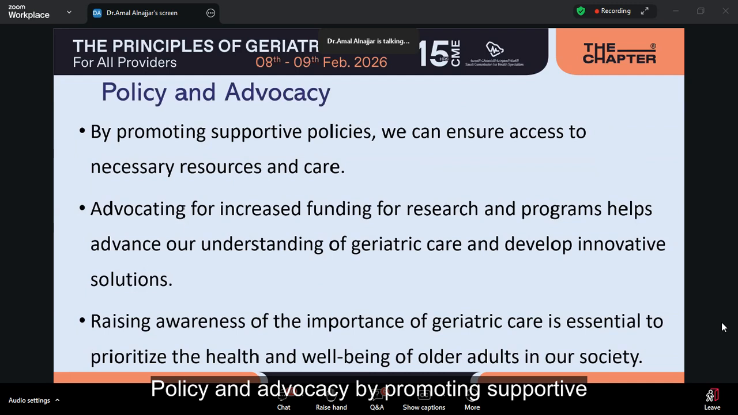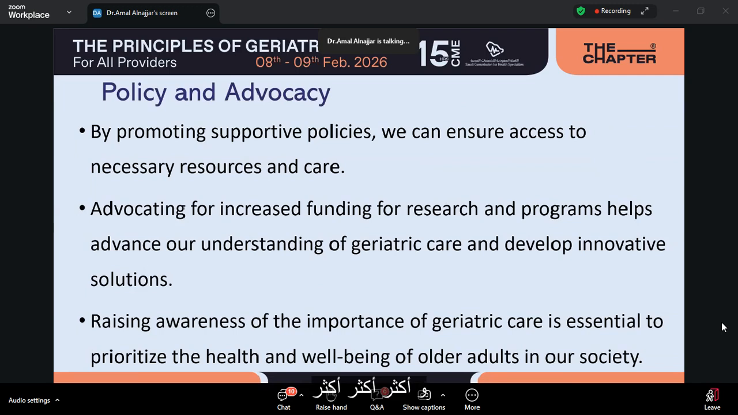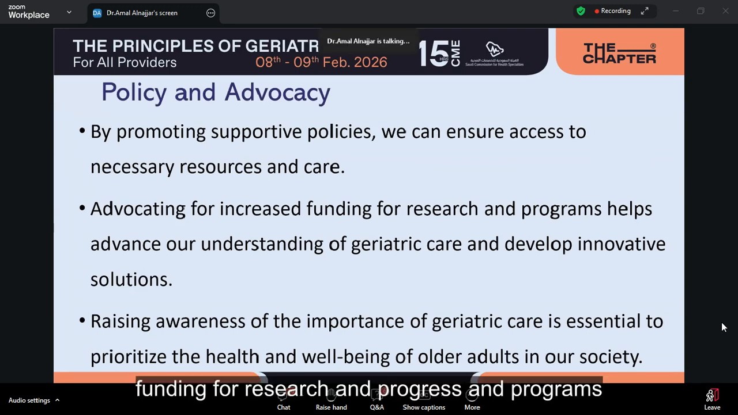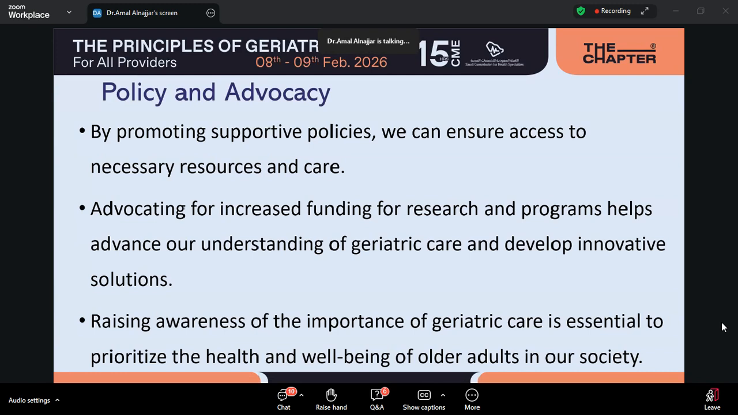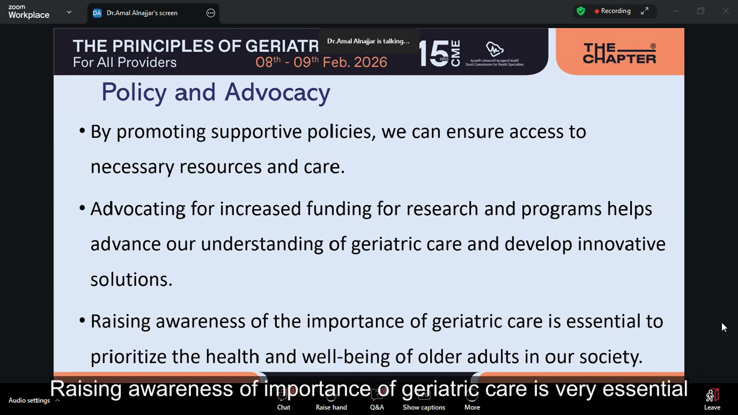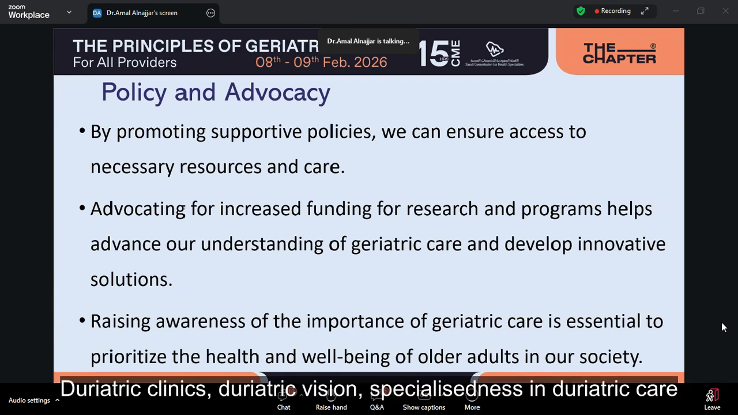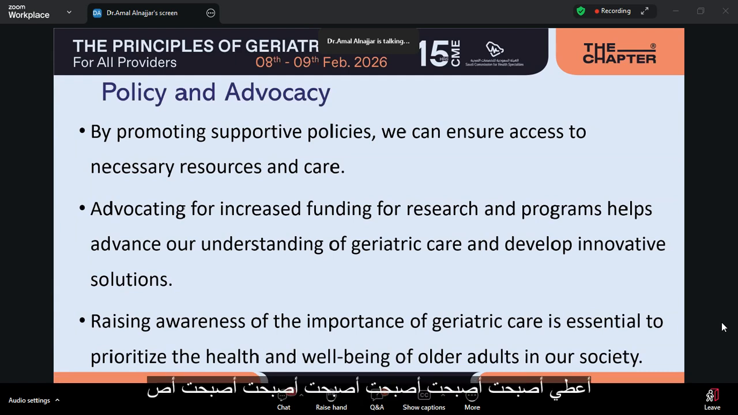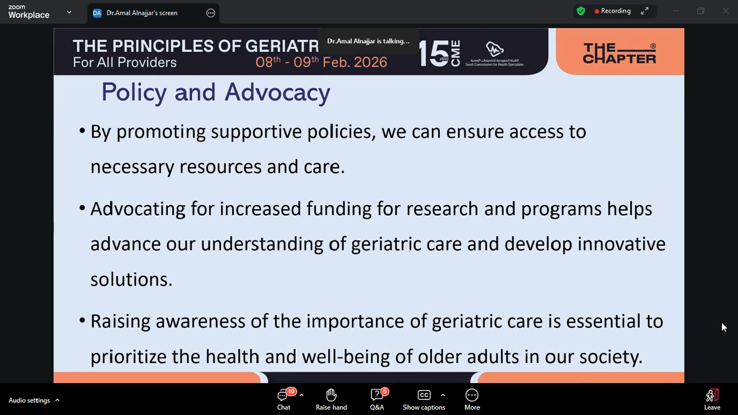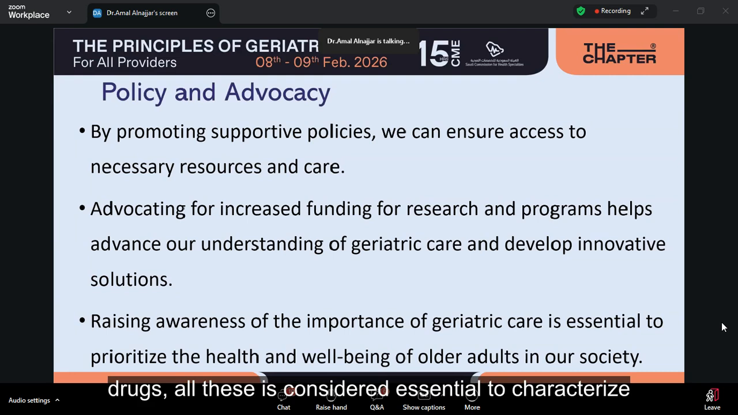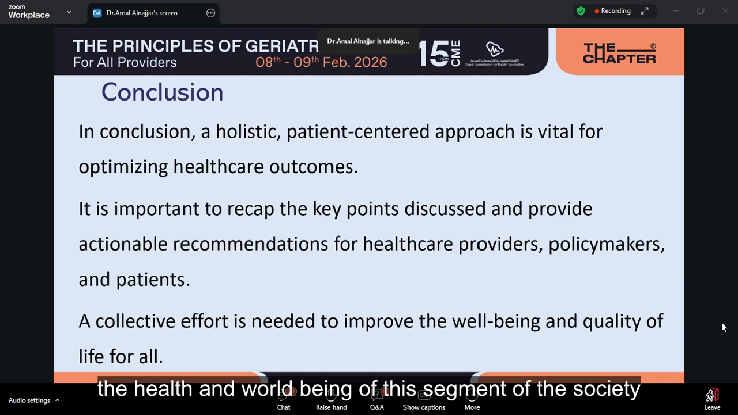Policy and advocacy. By promoting supportive policies, we can ensure access to necessary resources and care. Advocating for increased funding for research and programs helps advance our understanding of geriatric care and develop innovative solutions. Raising awareness of the importance of geriatric care is very essential. Now we are looking for geriatric clinics, geriatricians, specialized nurses in geriatric care, and specialized pharmacy and pharmaceutical drugs in geriatrics. All this is considered essential to prioritize the health and well-being of this segment of society.